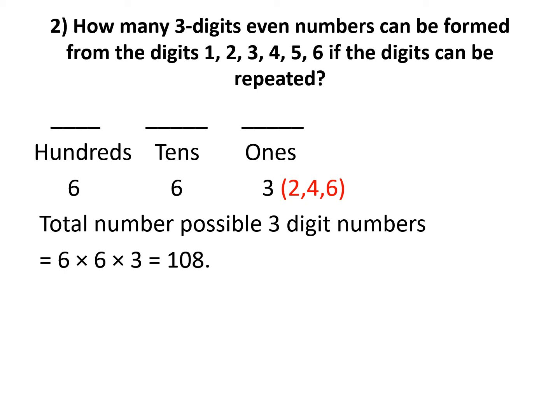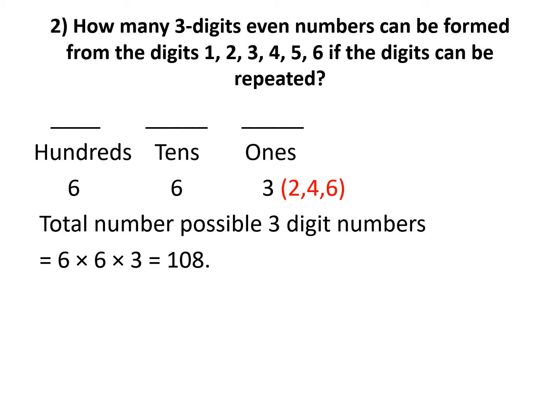Let us take another example. How many 3-digit even numbers can be formed from the digits 1, 2, 3, 4, 5 and 6 if the digits can be repeated? See here we have one relaxation, that the digits can be repeated. But we have one restriction also, that the number should be even.